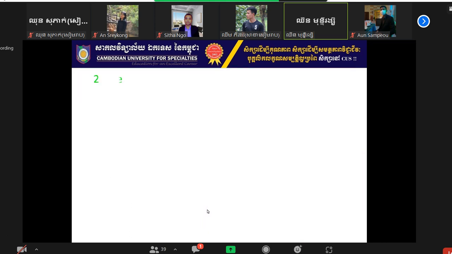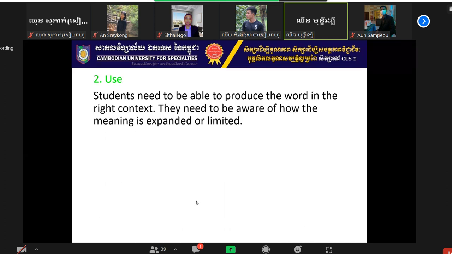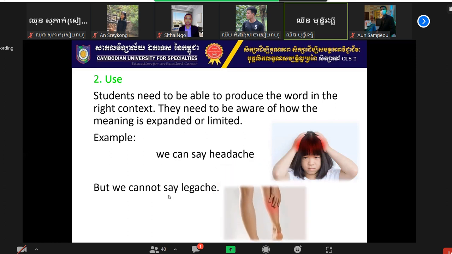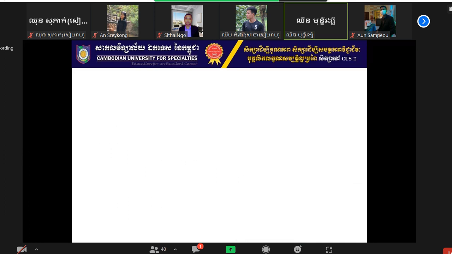The second point is use. Students need to be able to produce the word in the right context. They need to be aware of how the meaning is expanded or limited. I have an example too. For example, we can say headache, but we cannot say leg aches. The right word is aching legs.